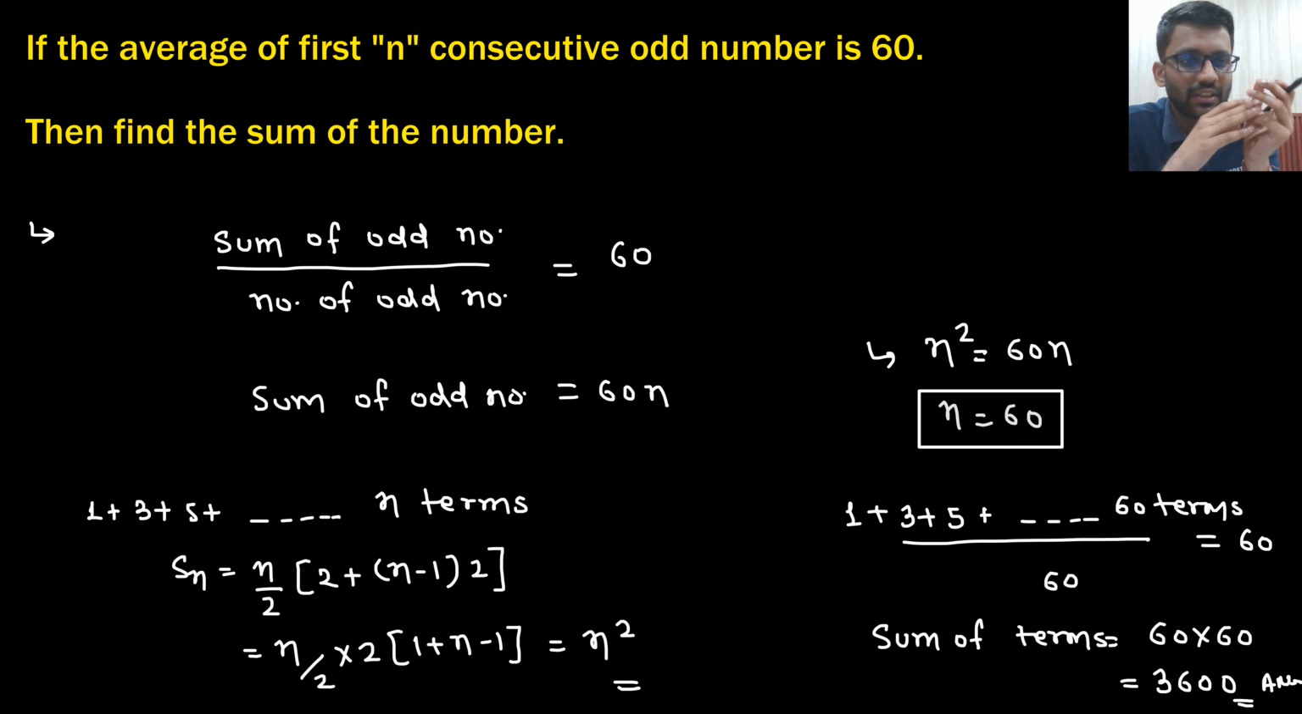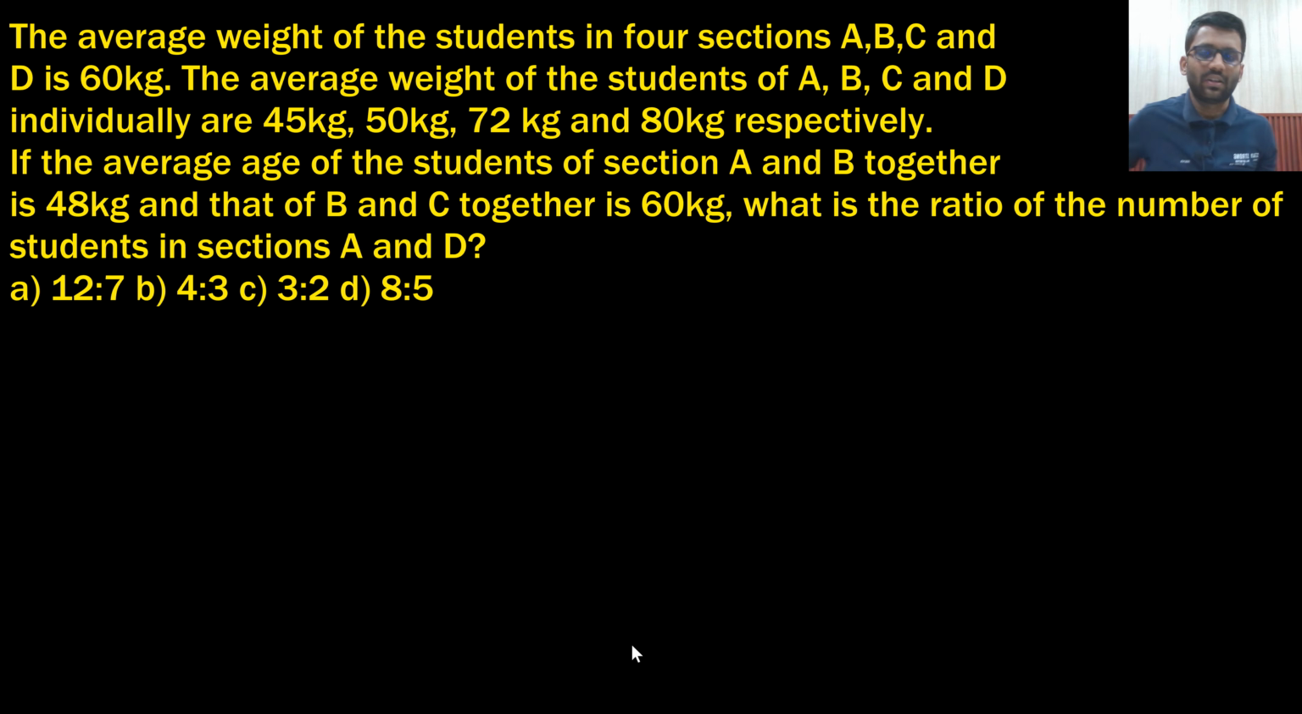So n is equal to 60. That means they were talking about 60 terms. So the sum divided by 60 is equal to 60. So what is the sum? 60 into 60, 3600. Well and good. Let's move towards the next question. This is the last question, and it is a very good one. You can pause the video and try it on your own and then watch the solution. So let's start the solution of this one.